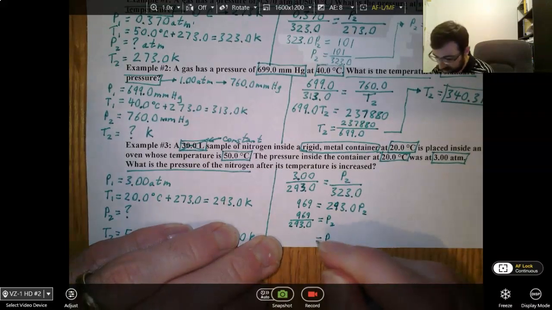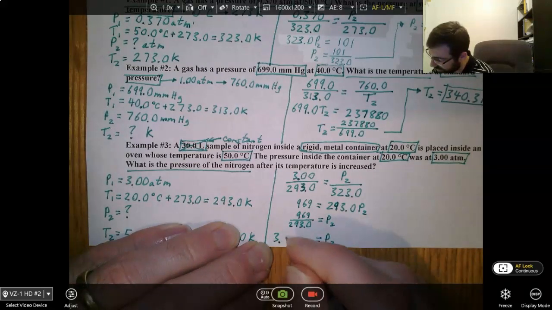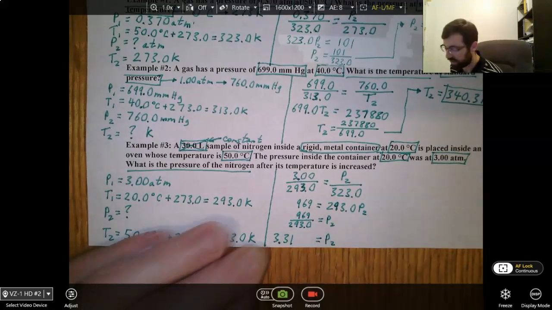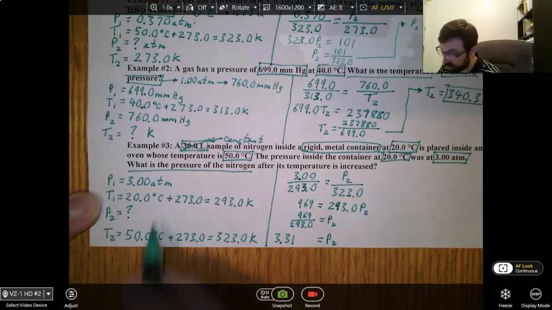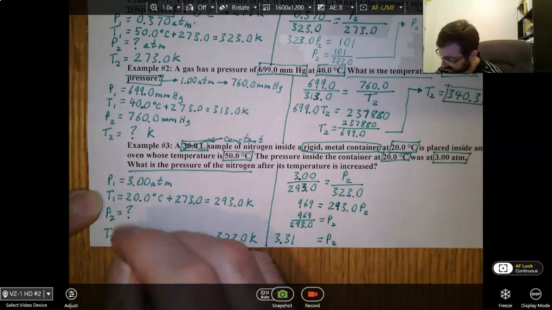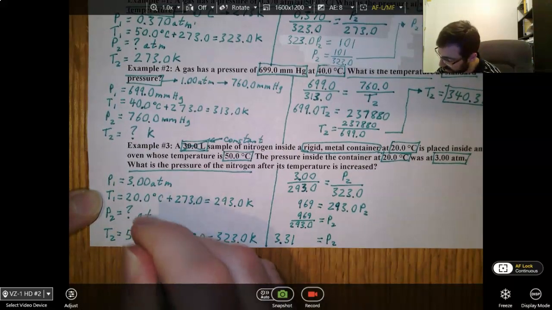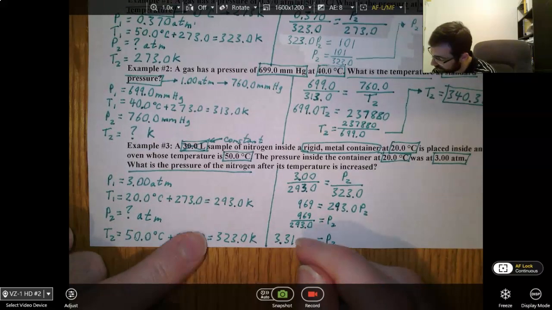P2 equals 3.31. And our units for pressure, it was 3 atmospheres, so our pressure units here are also going to be atmospheres.